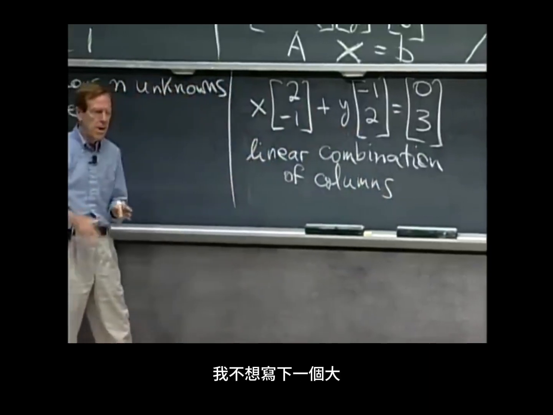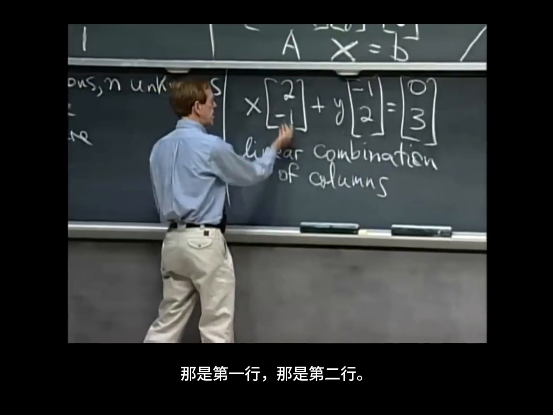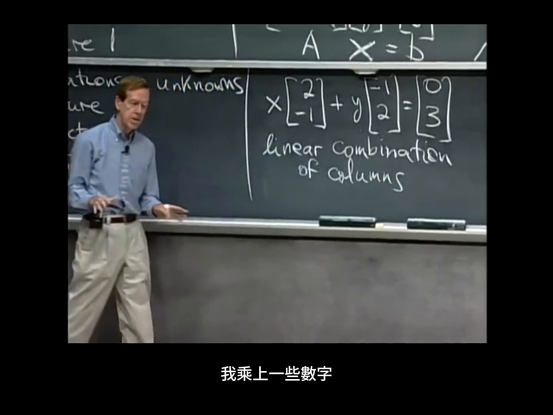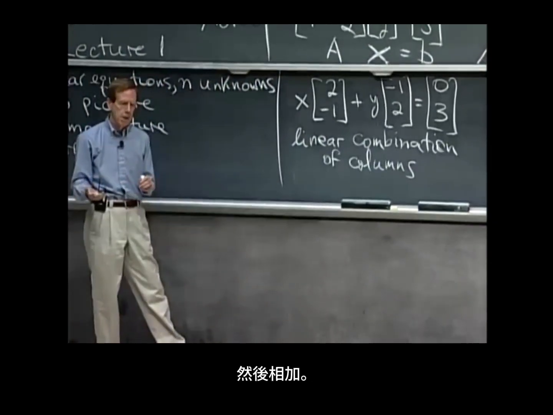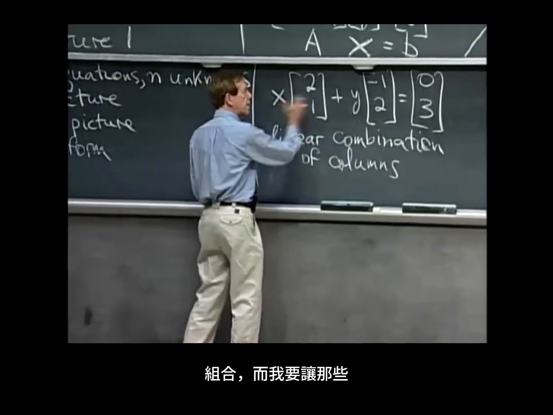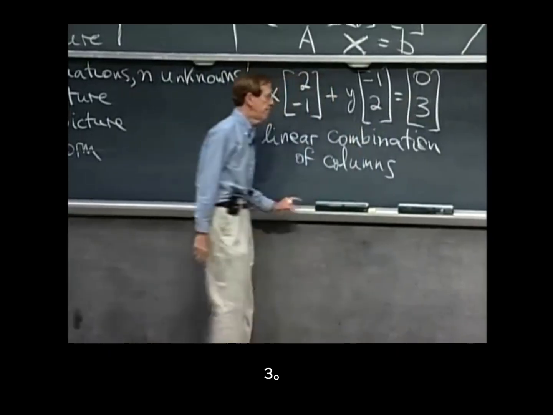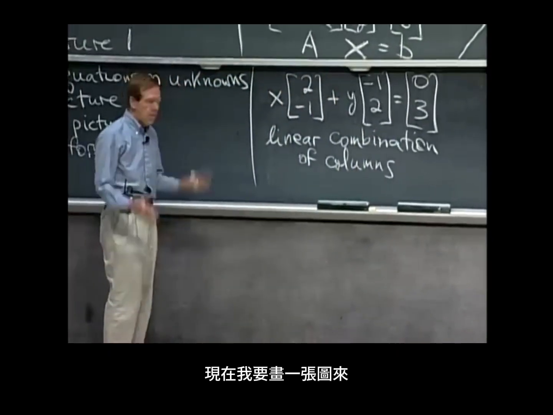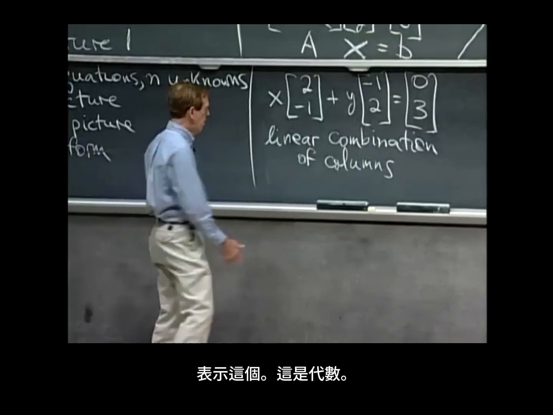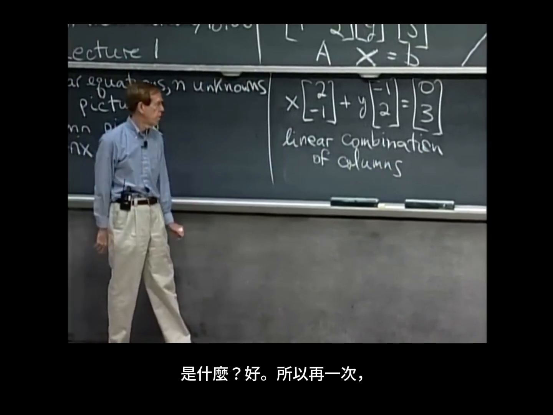Again, I don't want to write down a big definition. You can see what it is. There's column 1, there's column 2. I multiply by some numbers, and I add. That's a combination, a linear combination, and I want to make those numbers the right numbers to produce 0, 3. Okay. Now I want to draw a picture that represents this algebra. What's the geometry? What's the picture that goes with it?